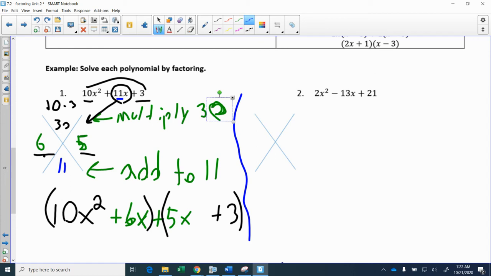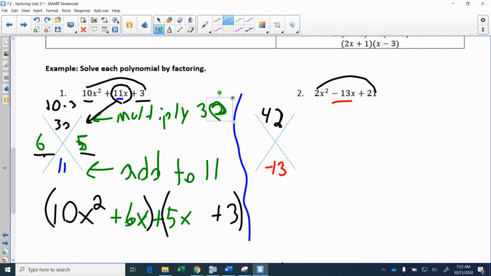Let's go ahead and look at one more. Number 2. Let's move a little bit fast, so let's work through this. Okay, we have 2x squared minus 13x plus 21. Once again, the top number is always going to be first times the last. 2 times 21 is 42. And then the middle value, negative 13, goes on bottom.